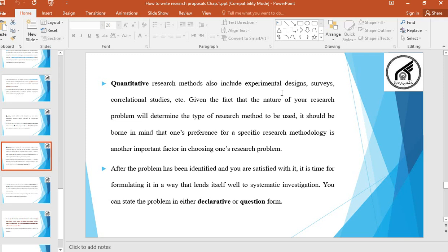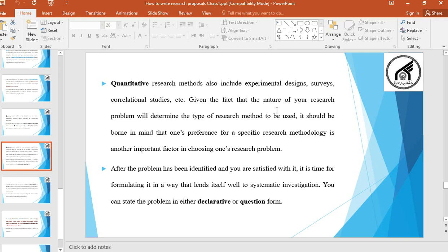Or in experimental designs, you may want to do a kind of experiment, teach something in order to see whether a particular method of teaching, for example, has any effect on a group of students' language learning or not. That would be an experimental one.